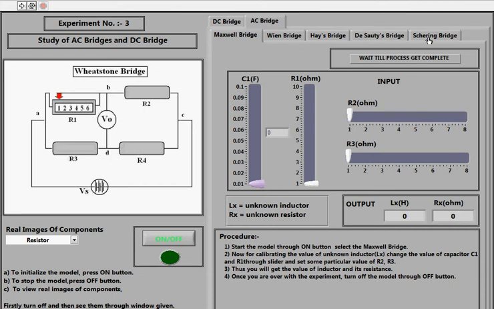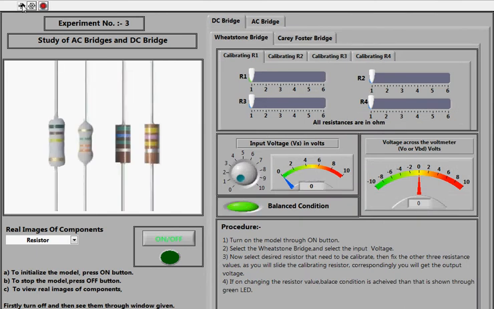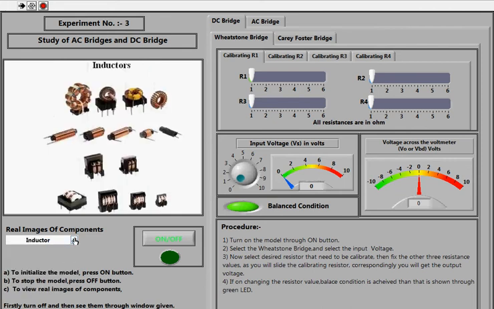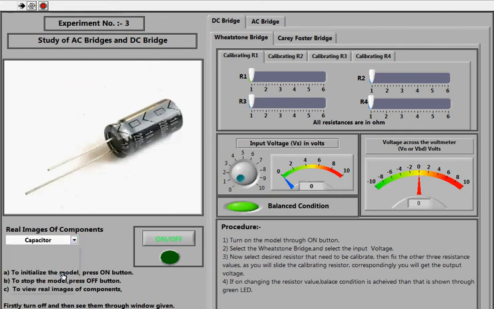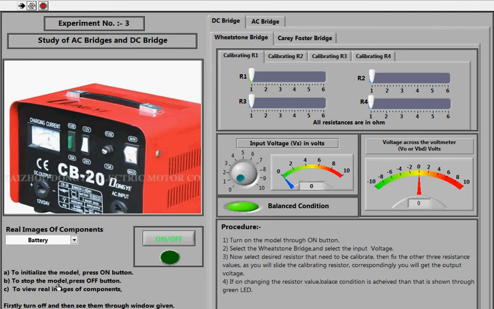Now run your experiment through the Run tab. You can see the images of the components used in the circuit of different bridges through the drop-down menu, only when the experiment is off. Here is the list of components: resistor, inductor, capacitor, voltmeter and battery. Now turn on the experiment through the On tab.